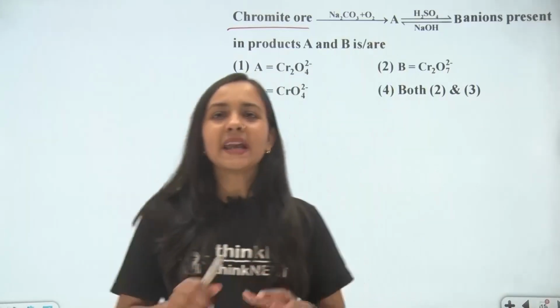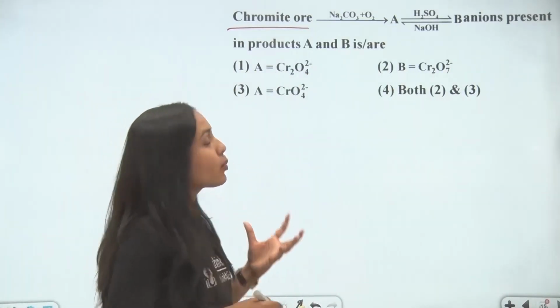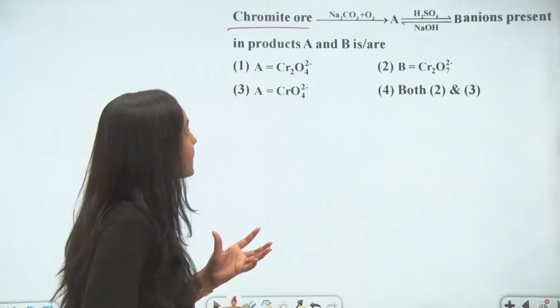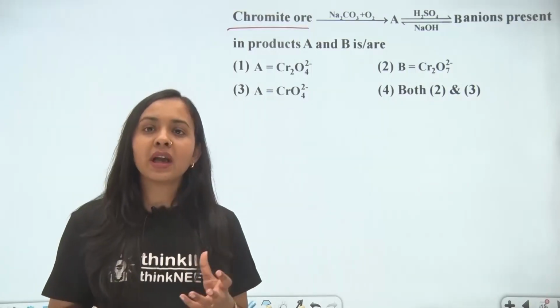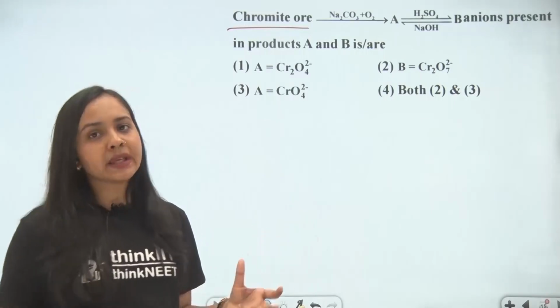Hello dear students, our next question is, here we have chromite ore, and this chromite ore reacts with Na2CO3 in presence of oxygen, then we will obtain A, and this A will react with concentrated H2SO4 and we will obtain B. So here the anions represented in A and B are.